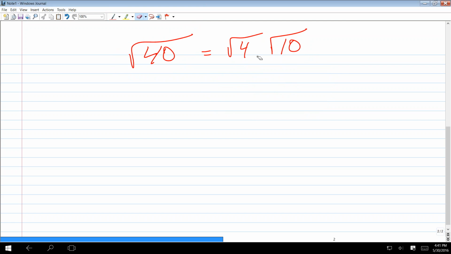Okay? Now, notice that 40 is also 5 times 8, but that doesn't do very much good because it's hard to pull a whole number out of that. Neither one of those is a perfect square.